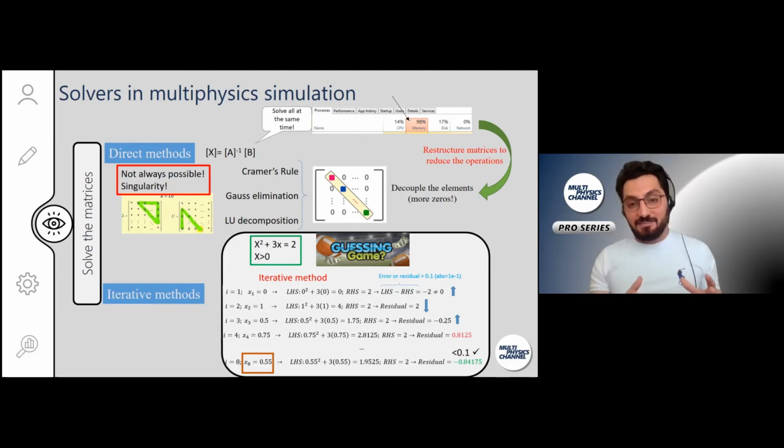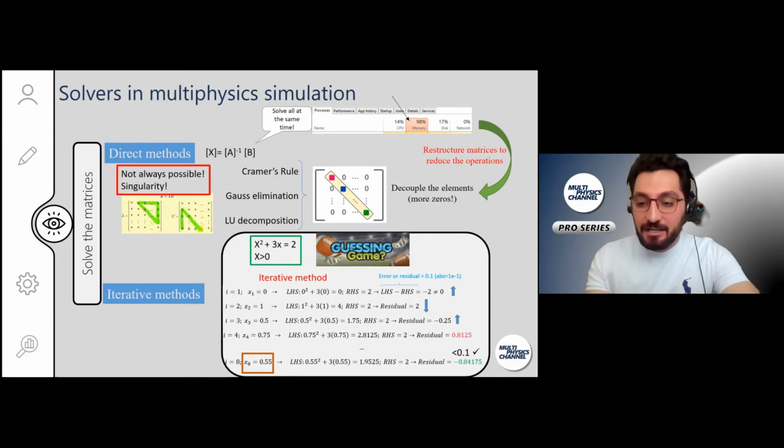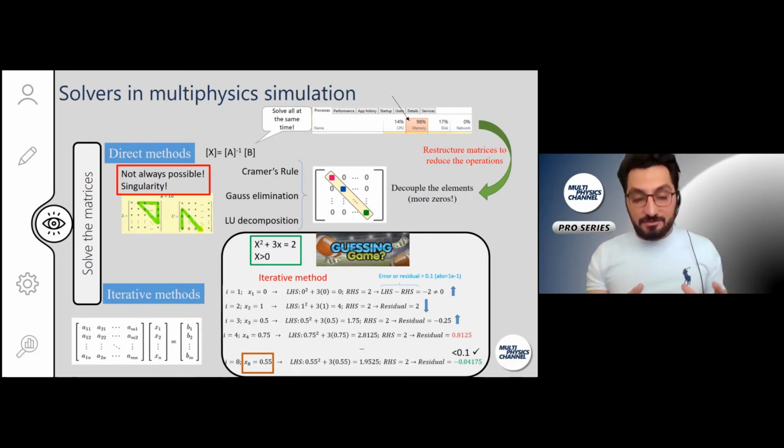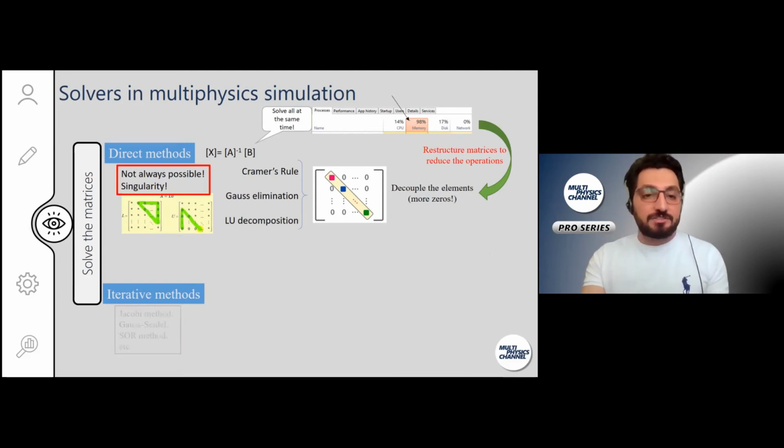That is the basics behind the iterative method. It's a guessing game, I'm just insisting on that. But instead of that simple equation, I have to solve for all the equations, all the elements of the matrix that I had. This is the iterative method. And all the methods that they define in the iterative methods, like Jacobi method, Gauss-Seidel, SOR method, etc., they are just to make the next guess more efficient.